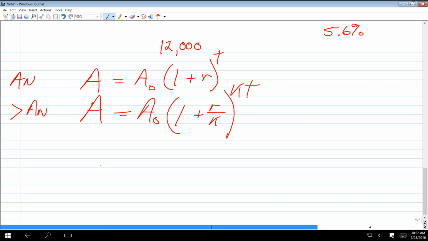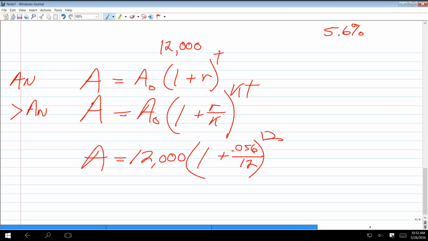So if it's compounded monthly, the final amount is 12,000 times what? 1 plus 0.056 over 12, to the 12 to the t. Okay, so there's our equation.